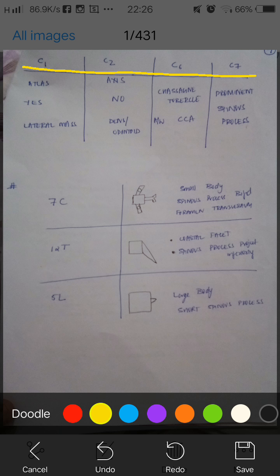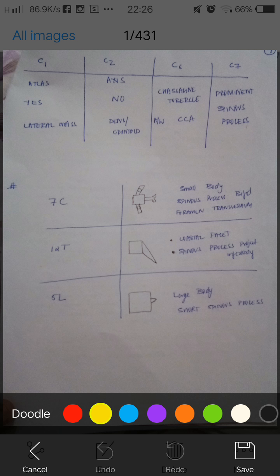You need to know some important points about this. C1 is atlas, C2 is axis. C1 is the yes type of movement, C2 is the no type of movement, and C1 has lateral mass. C2 does not have lateral mass. Instead of that, there is a dens or odontoid process, which is found in C2. So it is atlas, axis, yes, no, lateral mass, and odontoid process or dens, which is found in C2.